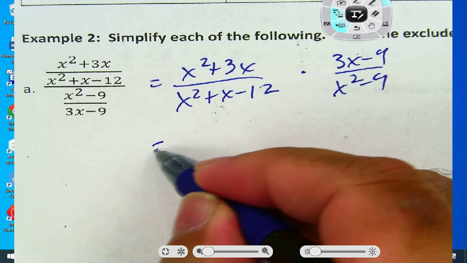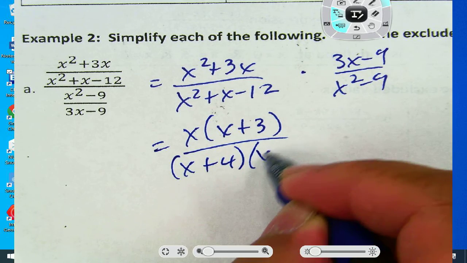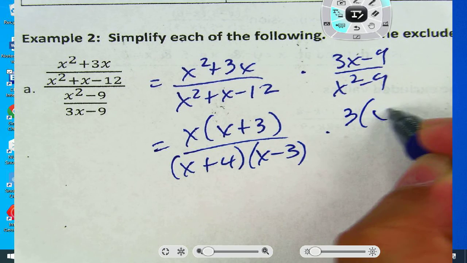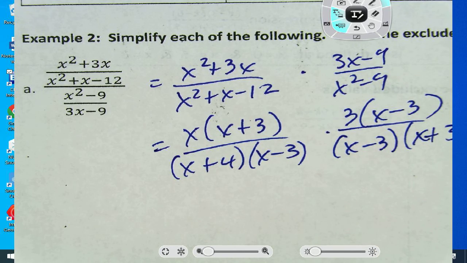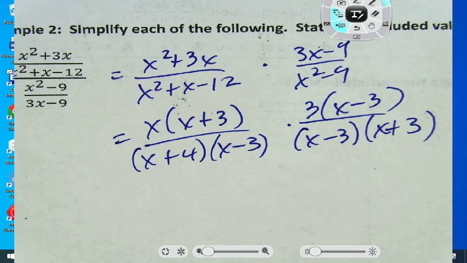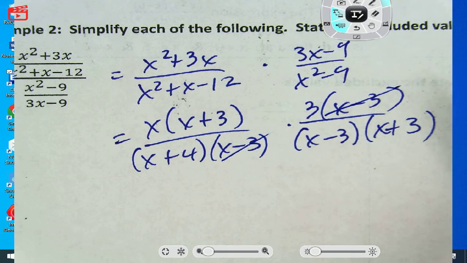Now you factor. So it's x times x plus 3, x plus 4, x minus 3, 3 times x minus 3, x minus 3, x plus 3. What cancels? X minus 3 cancels. What about the other x minus 3 at the bottom? X plus 3 cancels. Anything else?